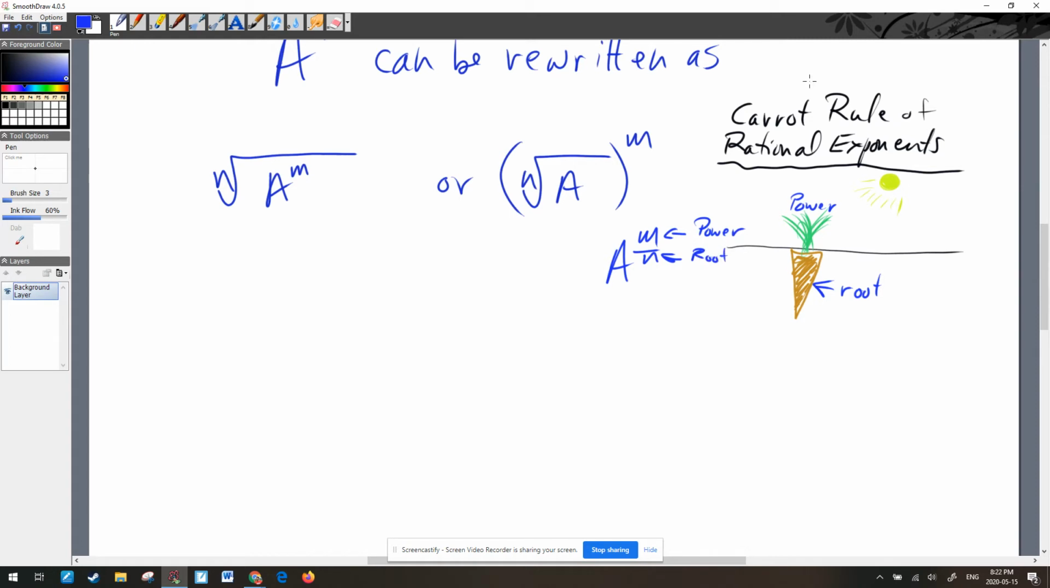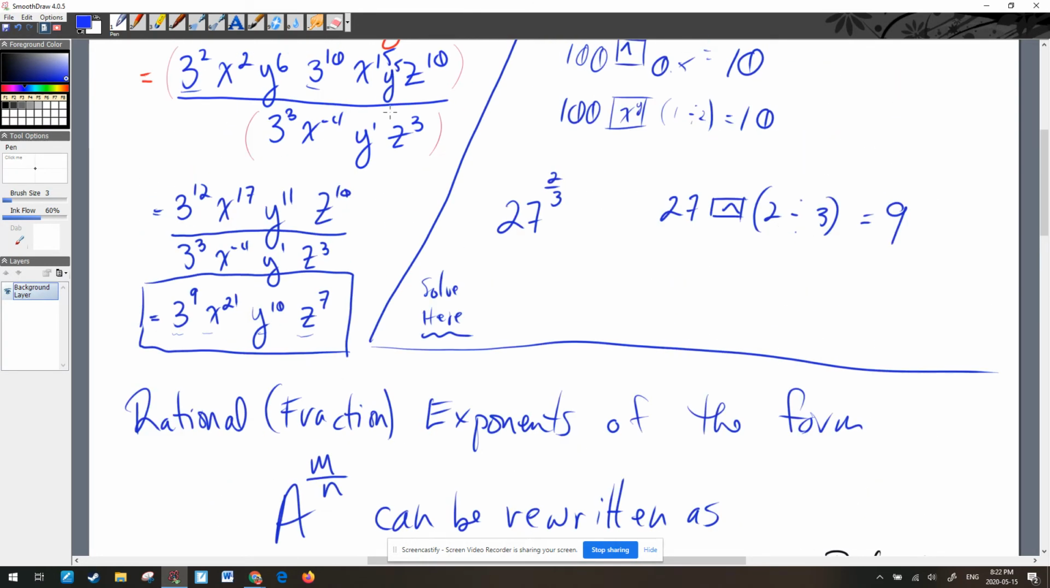So it is called the caret rule of rational exponents. It's stupid, but it's easy to remember. When we have a rational or fractional exponent, the number on the top is the power number, and the number on the bottom is the root number. Power on the top, root on the bottom. So if we go back up here, this one we know is the power number, and this one we know is the root number.